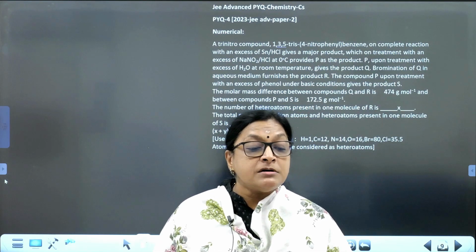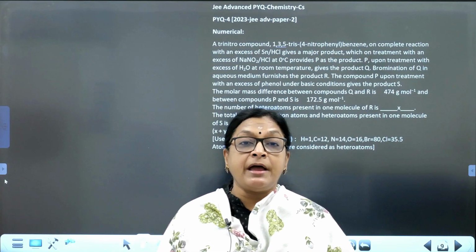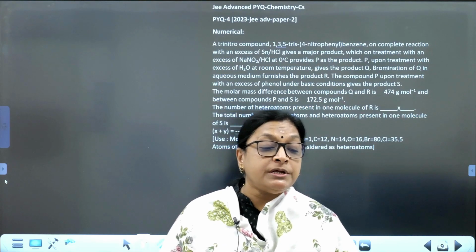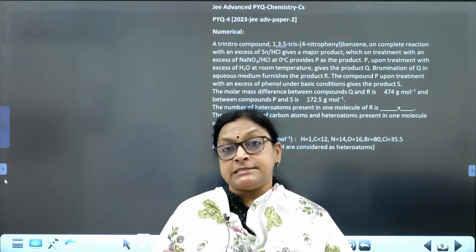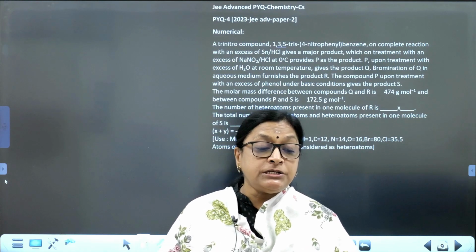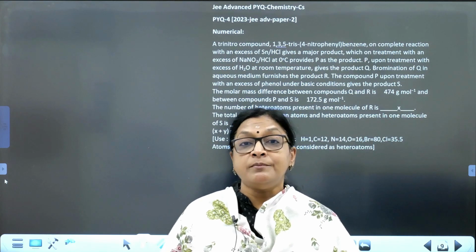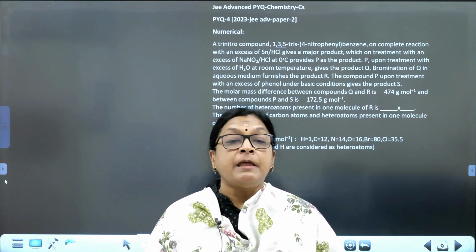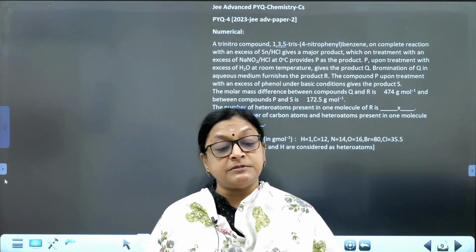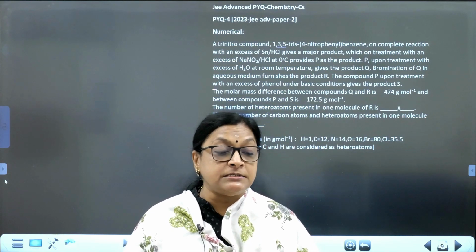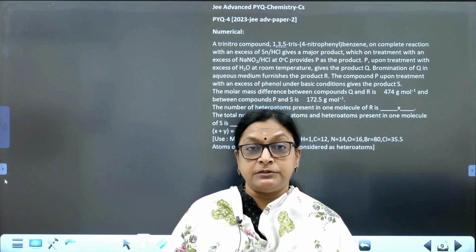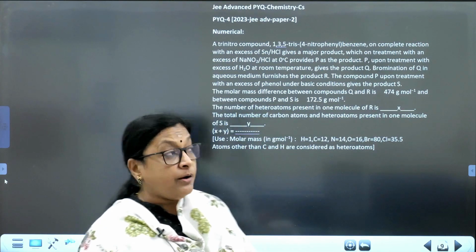The molar mass difference between compound Q and R is 474 gram per mole and between P and S is 172.5 gram per mole. The number of heteroatoms present in one molecule of R is X. The total number of carbon atoms and heteroatoms present in one molecule of S is Y. Then X plus Y equals, a numerical question. So let us go to the question directly now.